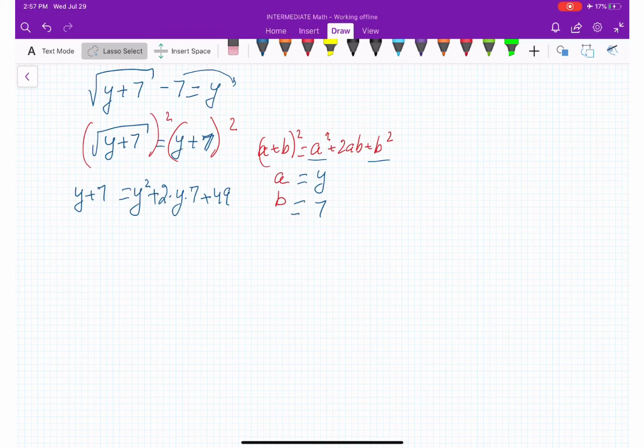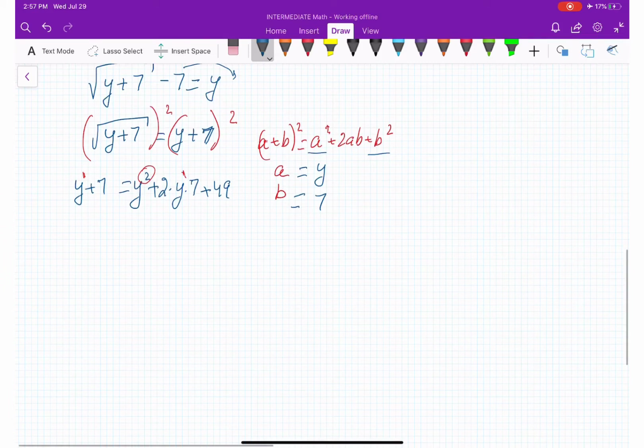Okay, we are getting again a quadratic equation because we have a square, we have degree 1 here also, and we have variable terms. So let's do it. y squared plus 14y plus 49 minus y minus 7.